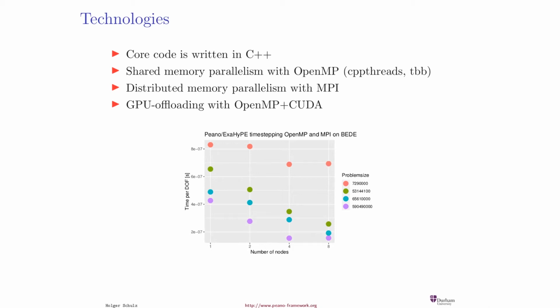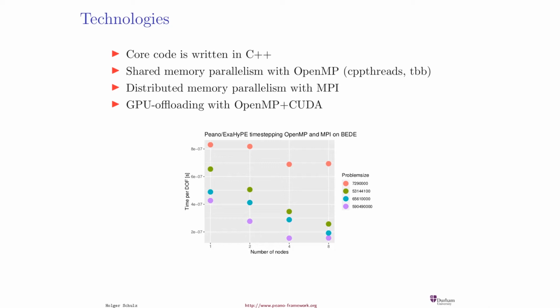Then we have our distributed memory parallelism where we use MPI. This is for the communication and the parallelism using more than one node on Bede. And then finally, the cherry on top, so to speak, is the GPU offloading, for which at the time we have chosen to go ahead with OpenMP and CUDA.